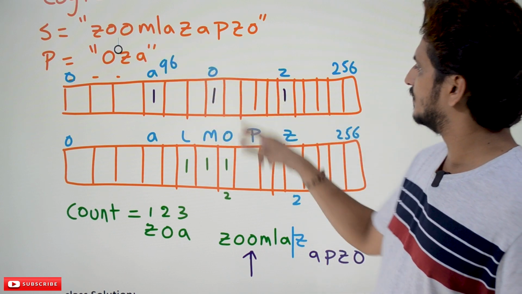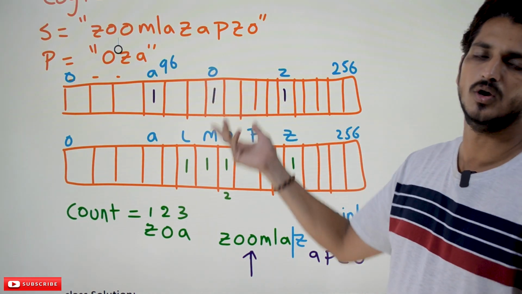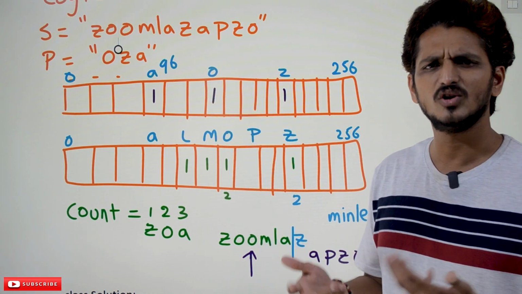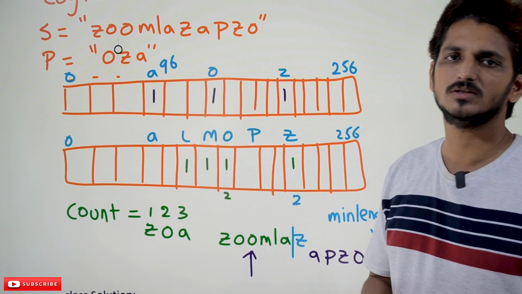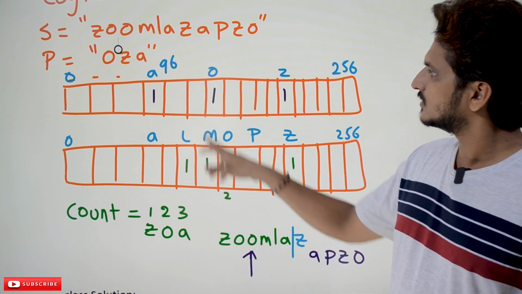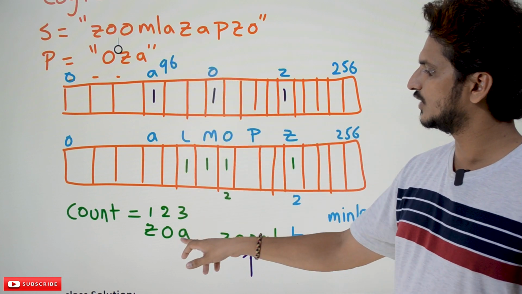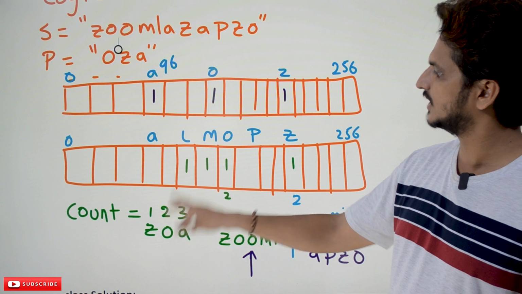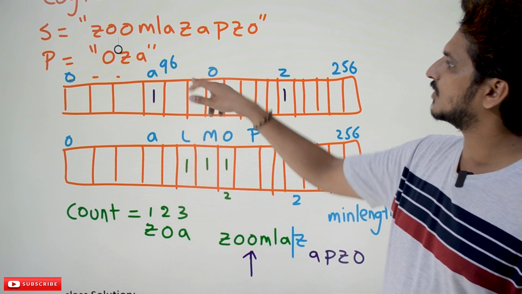Next one is M. Make it 1 here. Is M present in P? No, it is not present in P. How are you going to find that M is not present in P? If it is 0, it is not present in P. So don't increment the count. L. Increment the value here, but don't increment the count here because L is not present in P.